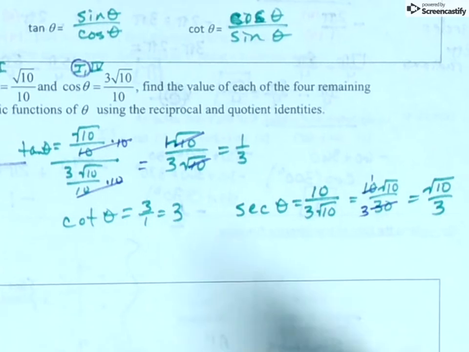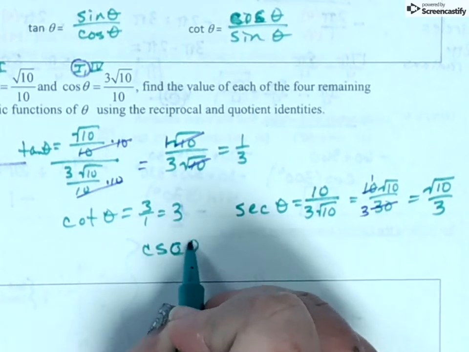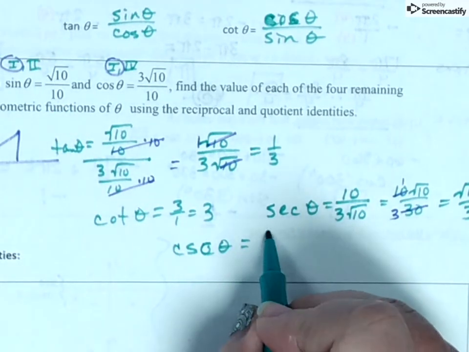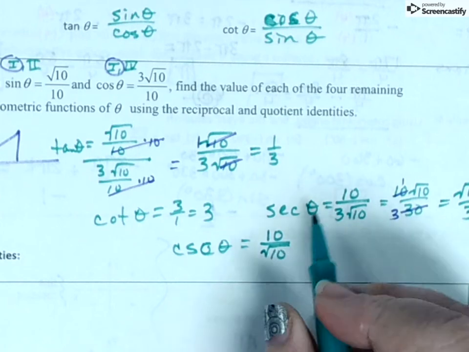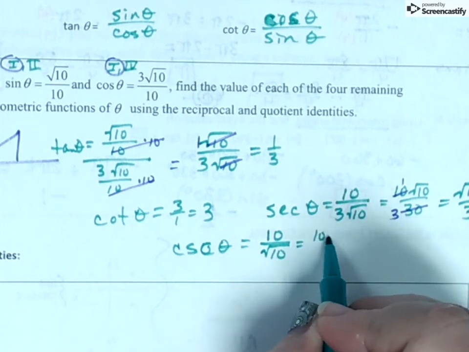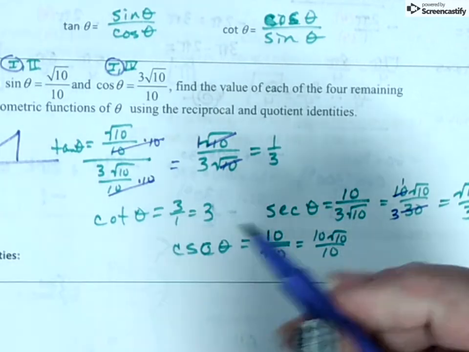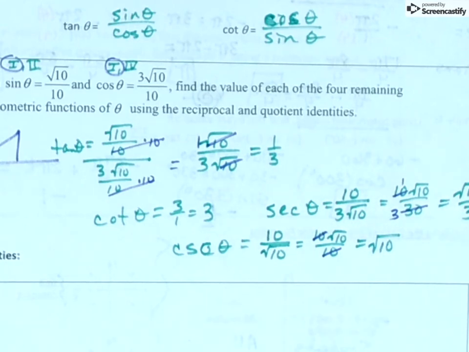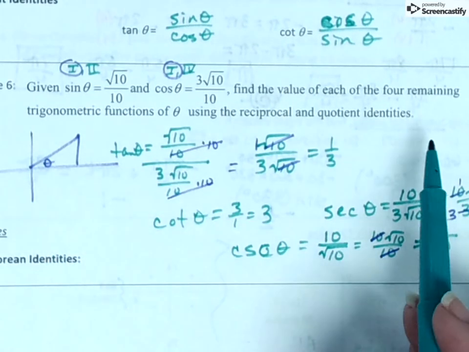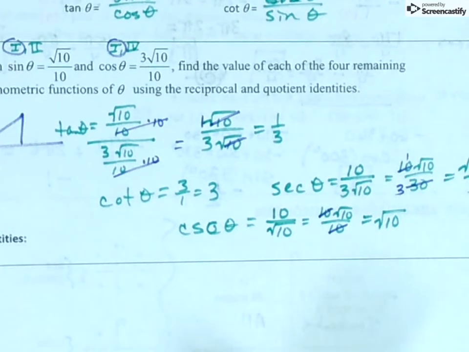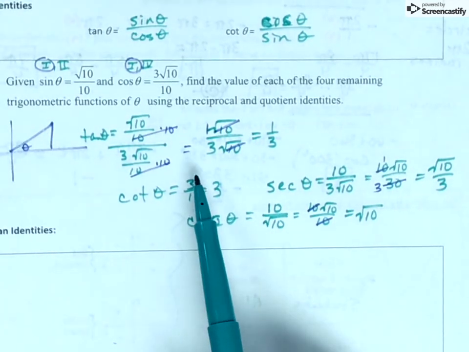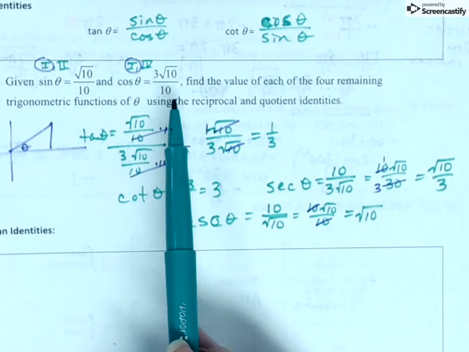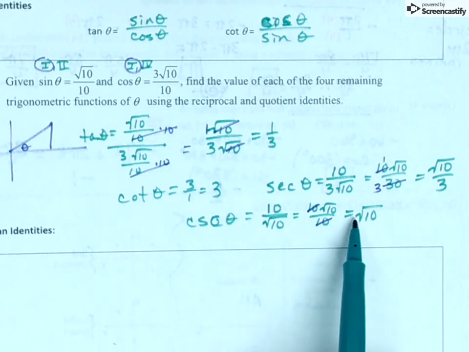And then last but not least, cosecant of theta is equal to the sine value flipped over. Here's my sine value. That's going to be 10 over root 10. That simplifies to 10 root 10 over 10, which we can cancel, and the answer is just root 10. And it was in quadrant 1, so every answer is positive. Remember, in quadrant 1, every value, all students, all are positive.